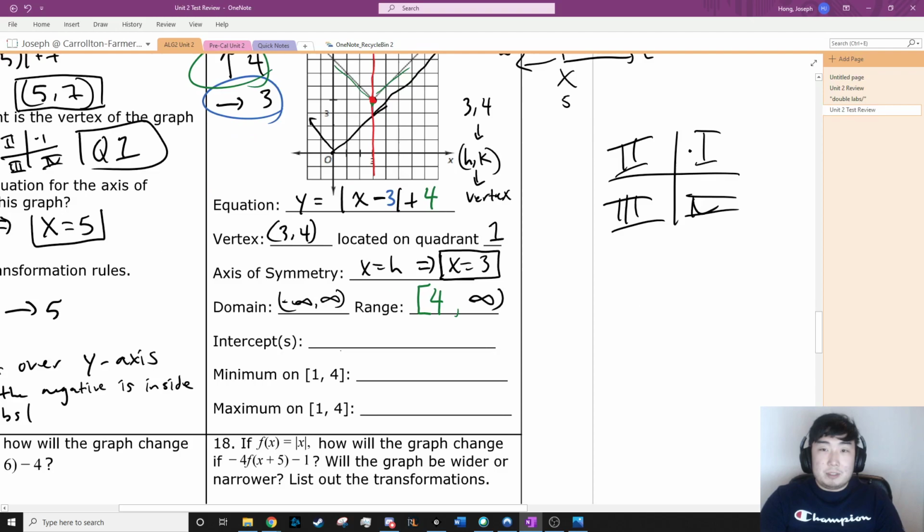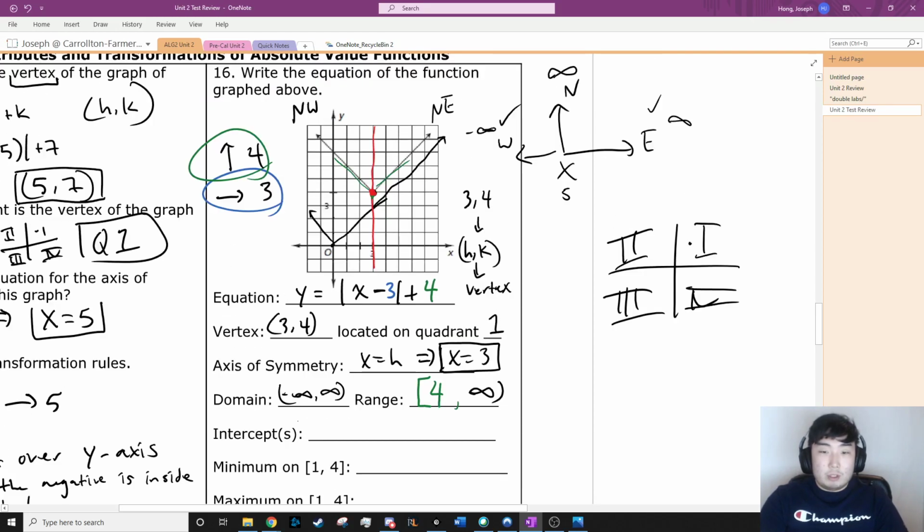Nice. The intercepts. Really, I don't have any x-intercepts because my graph is too high. But my y-intercept is 1, 2, 3, 4, 5, 6, 7. So it's (0, 7).